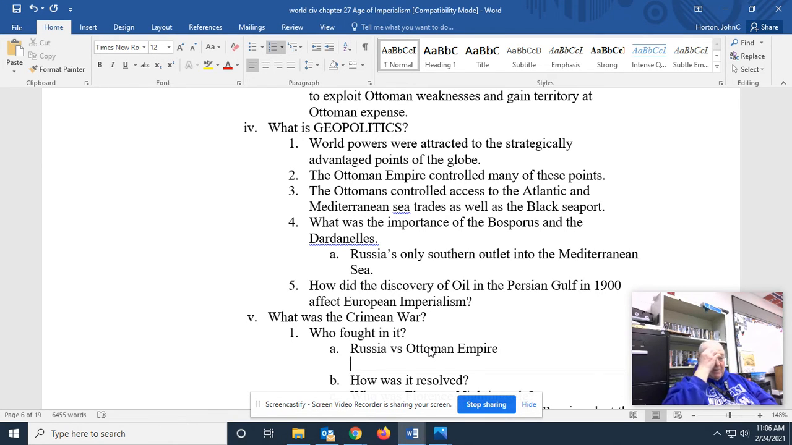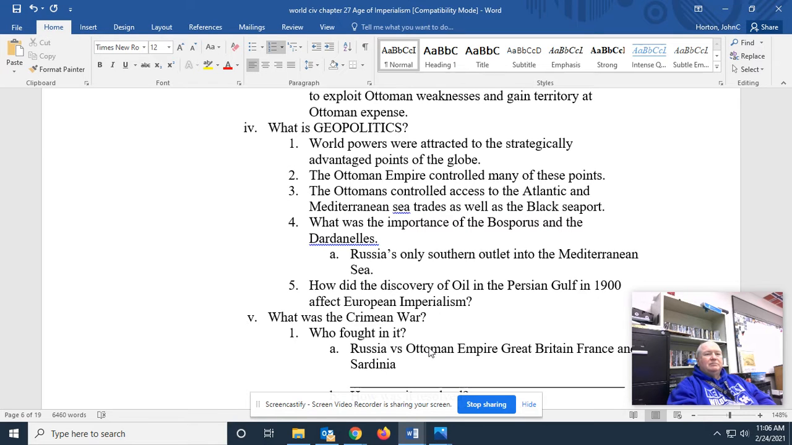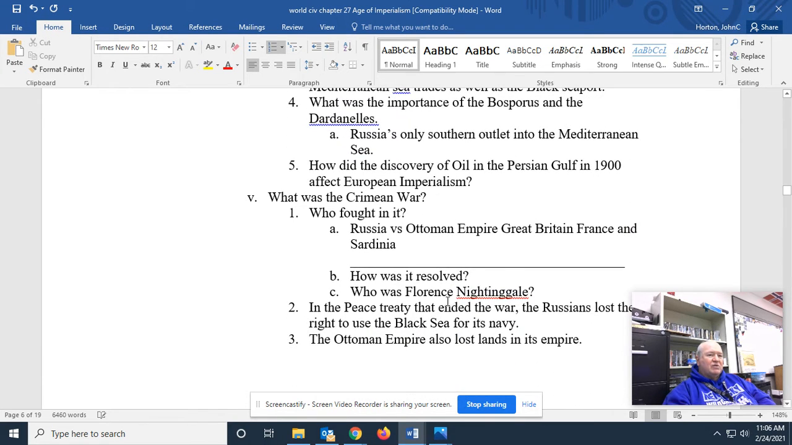Russia versus the Ottoman Empire, but the Ottoman Empire had help. The Ottoman Empire also had Great Britain, France, and yes, Russia versus the Ottoman Empire, Great Britain, and Sardinia.